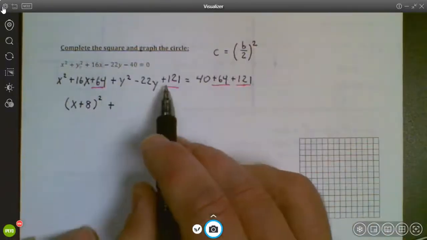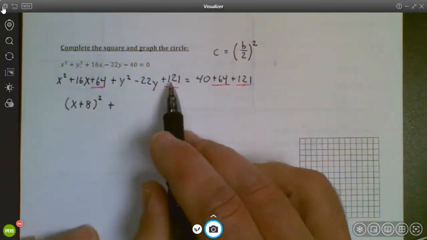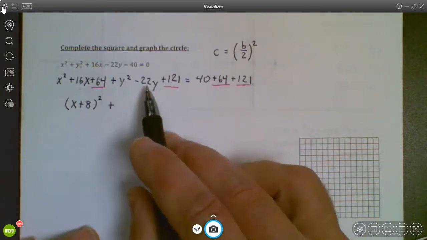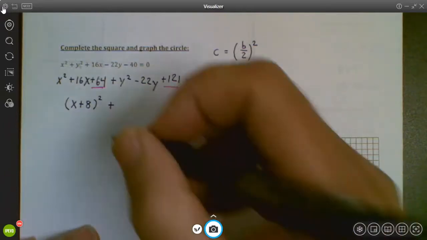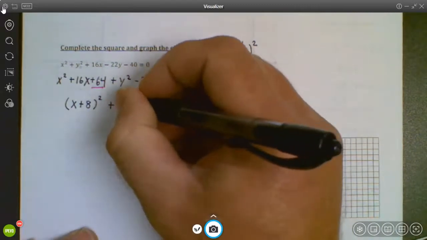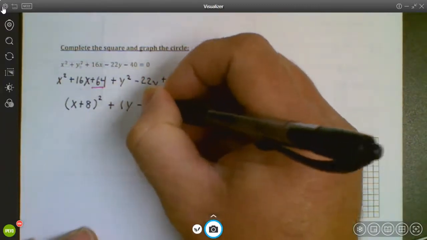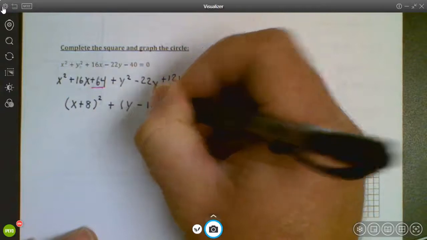Let's do the same thing for this one. Numbers that multiply to be 121 and add to be negative 22. And again, they've got to be the same. So it's going to be negative 11, negative 11. So we're going to write that as y minus 11 squared.